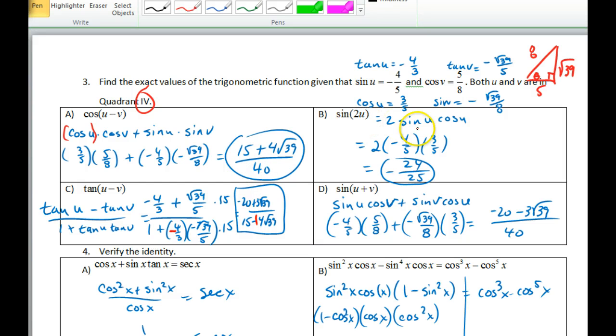For the sine of 2u, I use the identity. I take the 2 sine of u and I replace it with the negative 4/5. Similarly, the cosine. Multiply across the tops, multiply across the bottom, see if anything cancels, and I get that there.